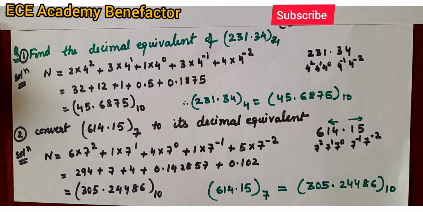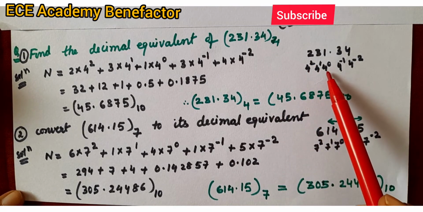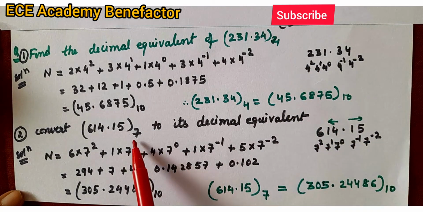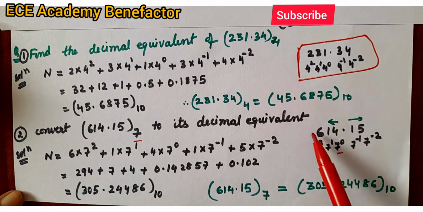I hope you have understood the class. When the base is 4, you are multiplying by 4, and when the base is 7, you are multiplying by 7. You have to remember this concept.